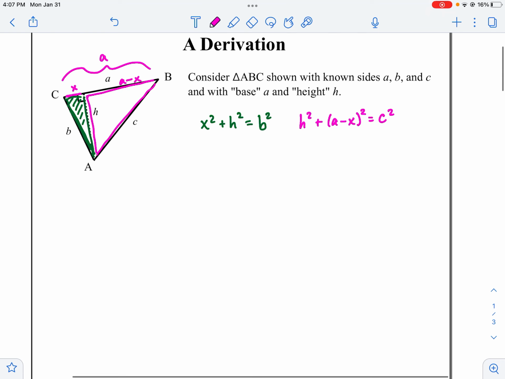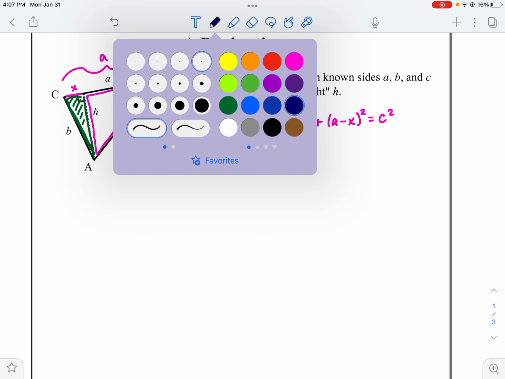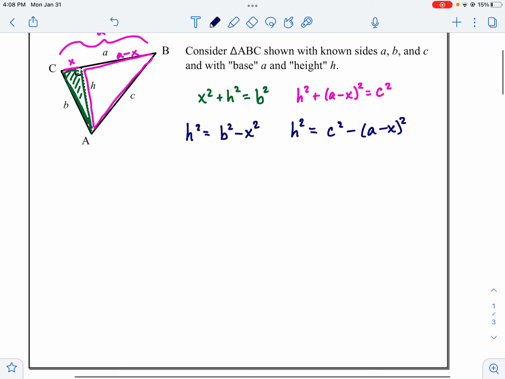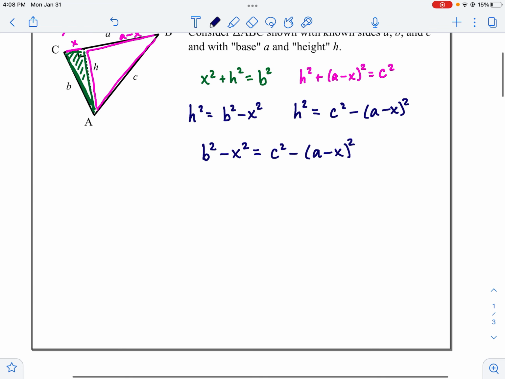You'll notice that h is in common in both of them. So both of those equations have h squared in them. If I solve these, then h squared equals b squared minus x squared. And I also know that h squared equals c squared minus (a minus x) squared. So if both of those are in terms of h, then I can set those equal to each other. So I know that b squared minus x squared must equal c squared minus (a minus x) squared. So there's a big old messy looking equation that I know is true.